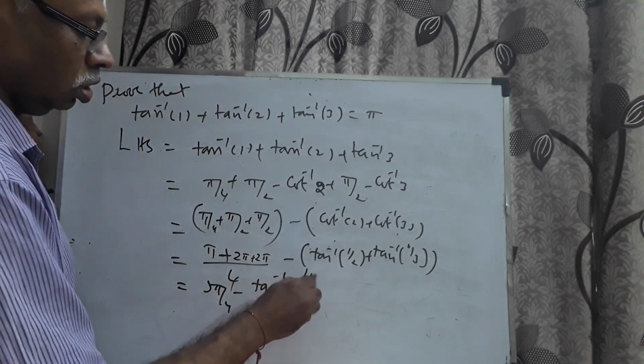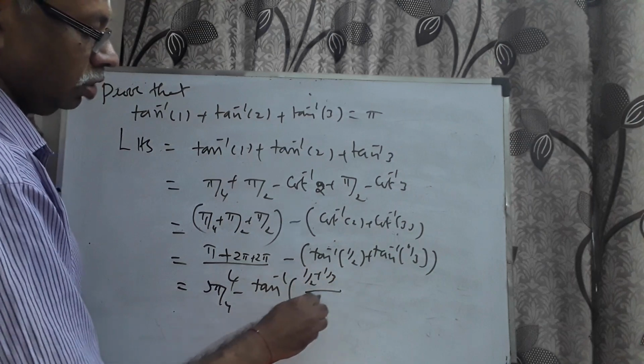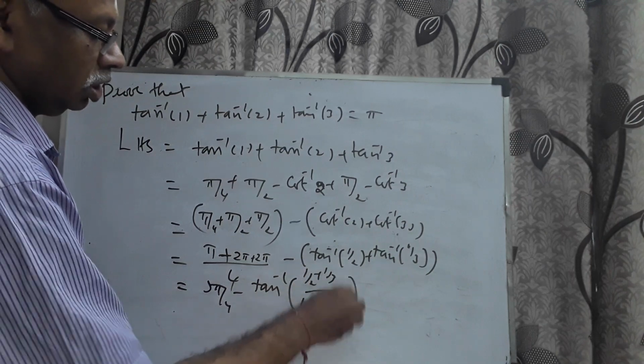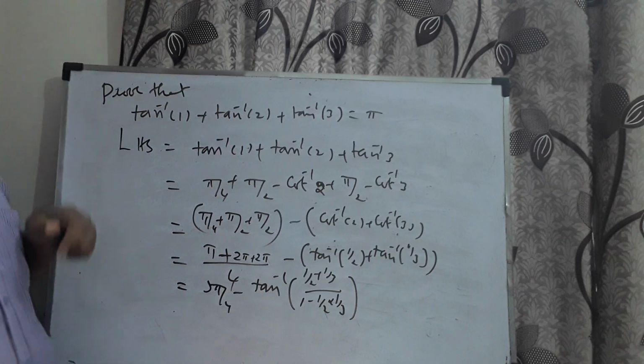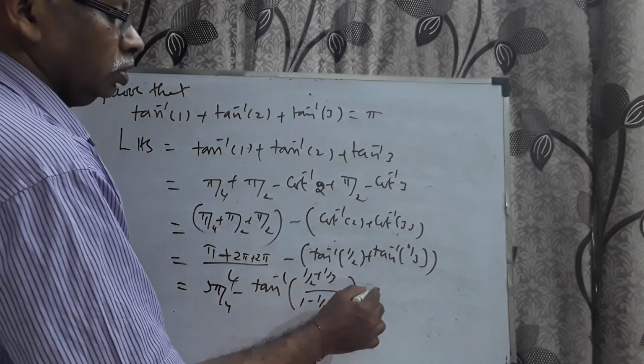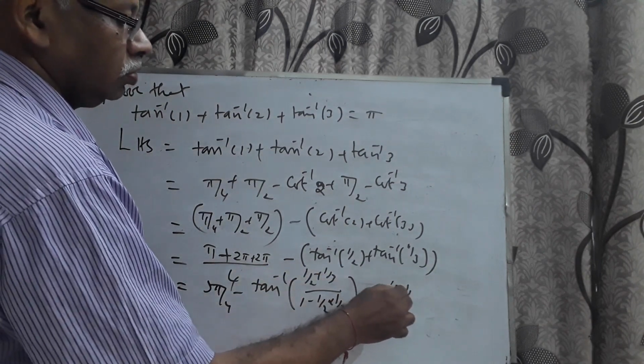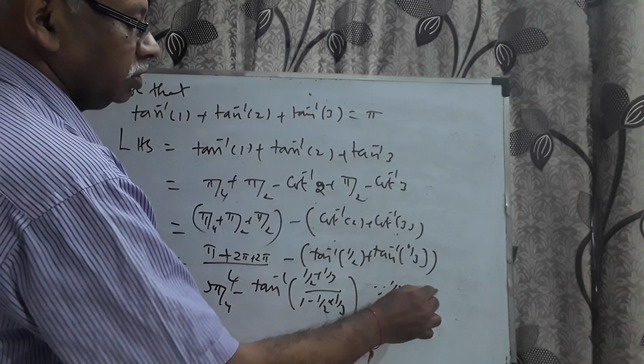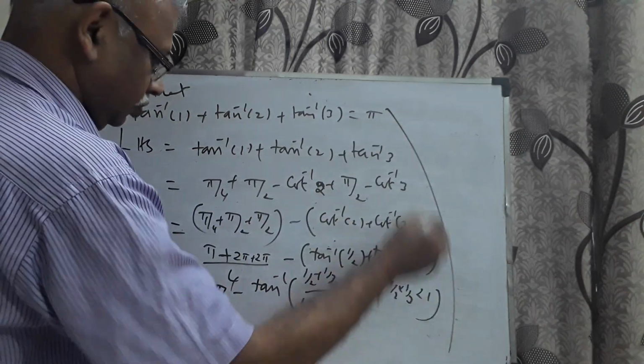Now apply the rule: (1 by 2 plus 1 by 3) by (1 minus 1 by 2 into 1 by 3). The first result which you have seen just now, tan inverse x plus tan inverse y is tan inverse of (x plus y) by (1 minus xy). Here it is possible because half into 1 by 3 is less than 1. Therefore, the application is correct.